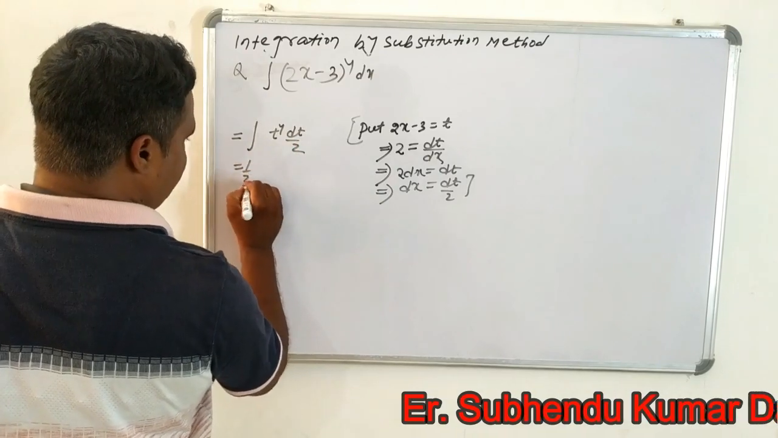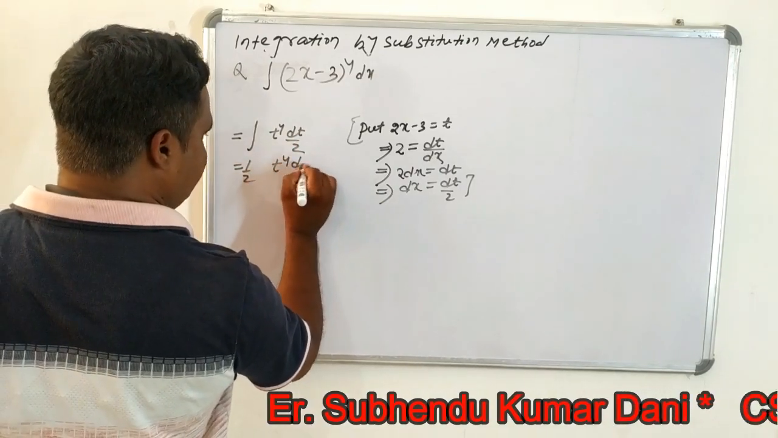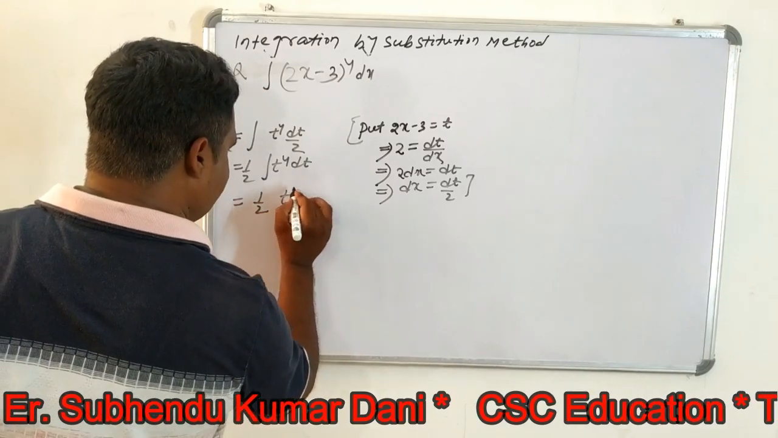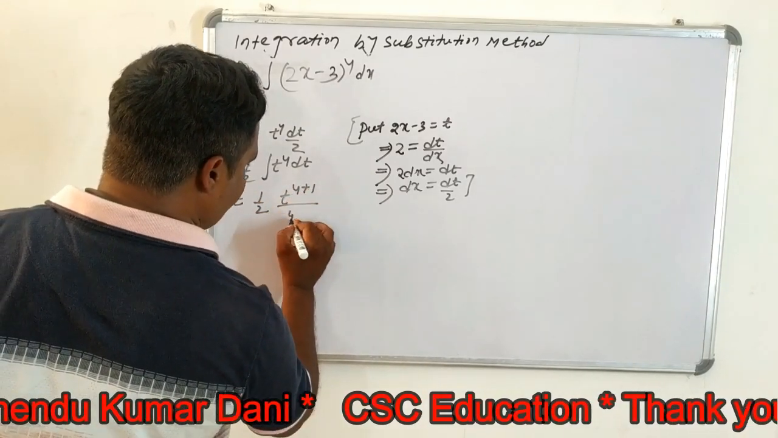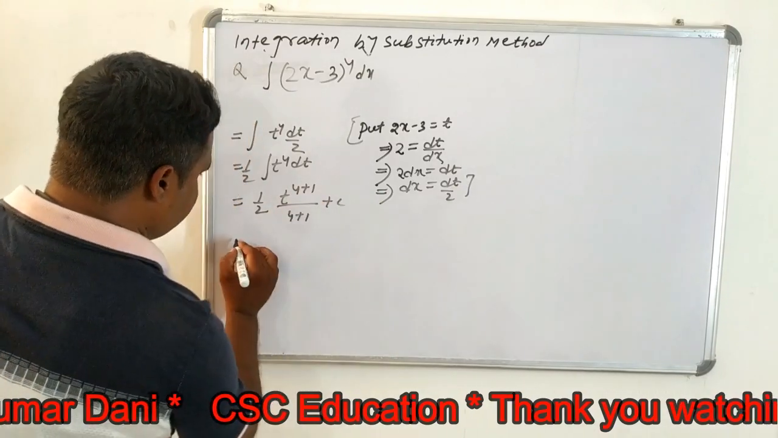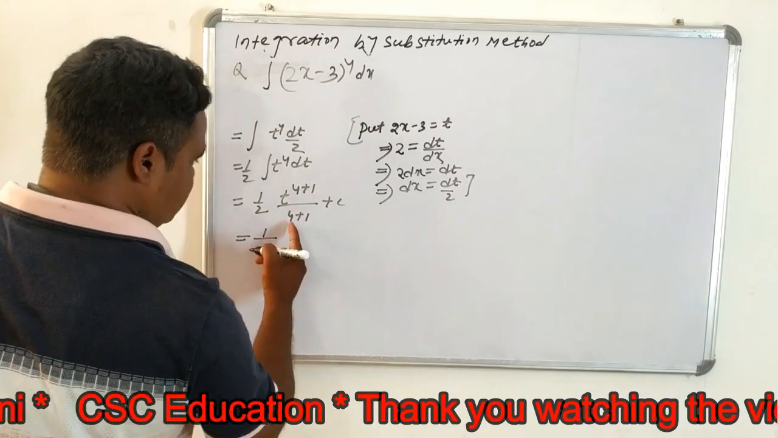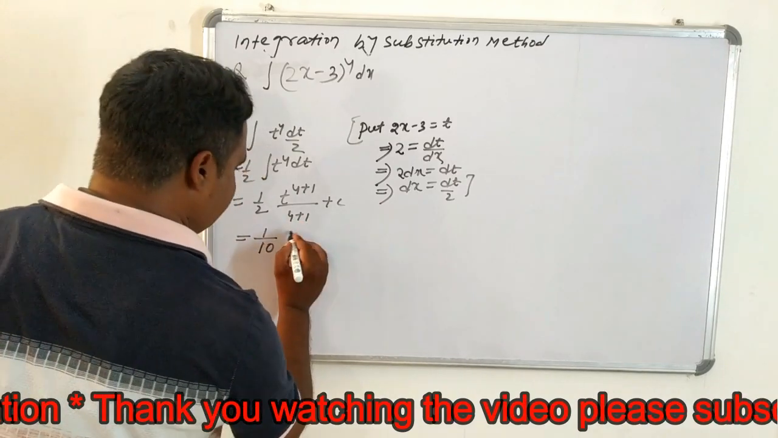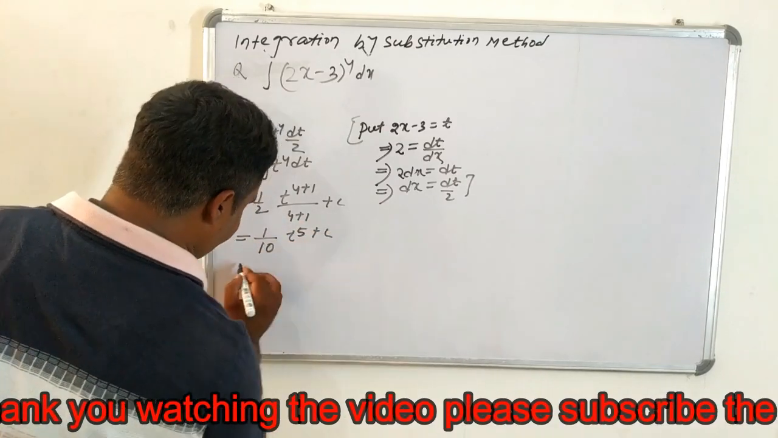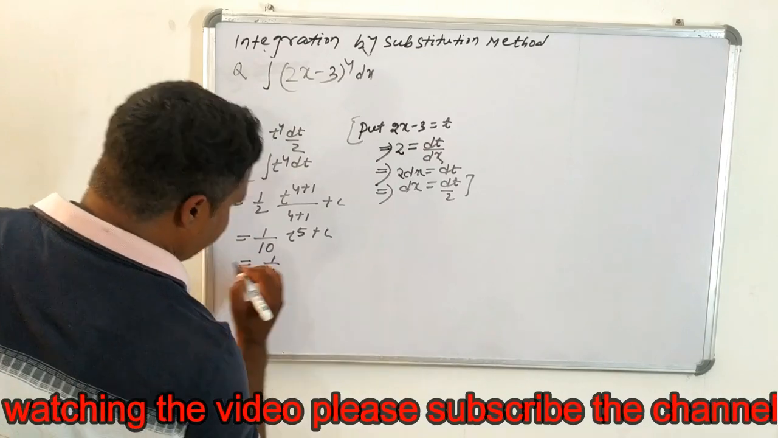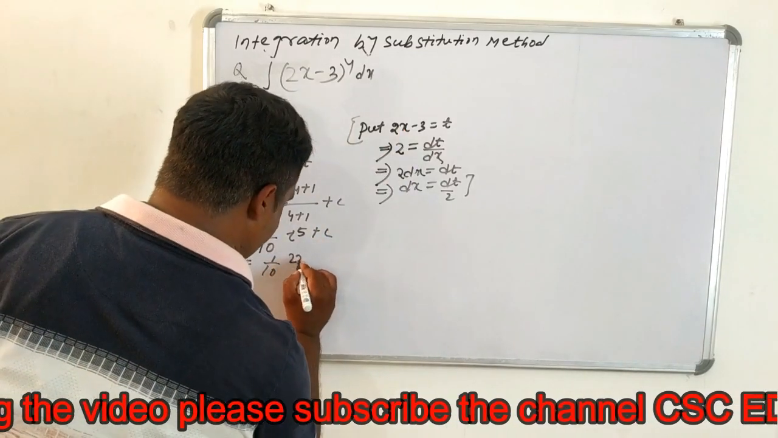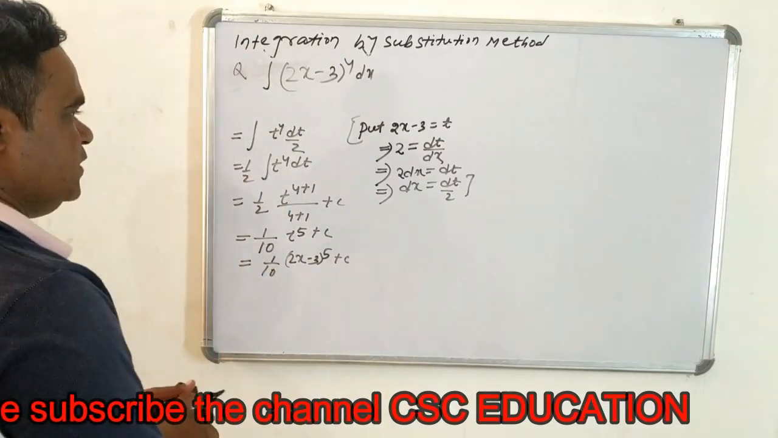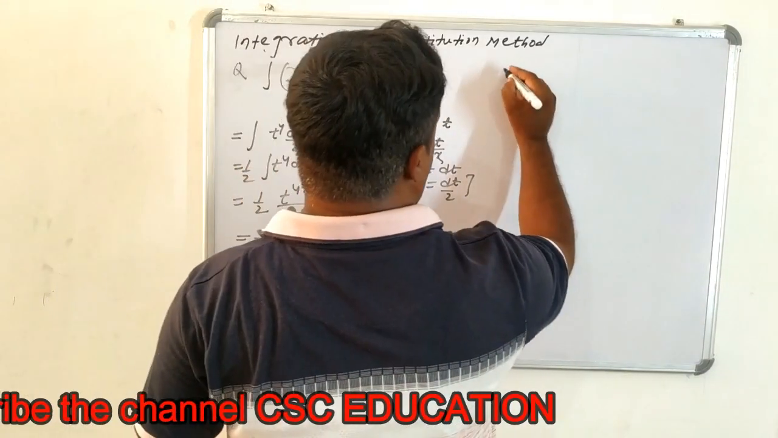So 1 by 2 is the common factor, and the integral of t to the power 4 dt, by the power formula, is 1 by 2 times t to the power 4 plus 1 over 4 plus 1, plus c. This equals 1 by 2 into 5, which is 10, so 1 by 10 t to the power 5 plus c, equals 1 by 10 times 2x minus 3 to the power 5 plus c. This is your answer. Okay, I will go to question number 2.